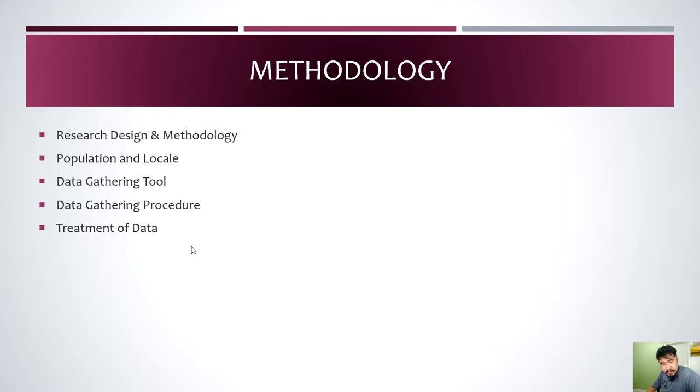Population and locale. Since we are quantitative, we have to delimit our population and set out our parameters. So the population would be second year college students. Or for instance, our population would be the legislators, the members of the Sangguniang Panlalawigan of your Benguet. Then the locale, of course, Benguet. You have to scale it down.